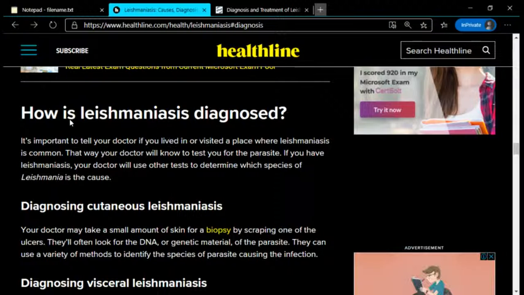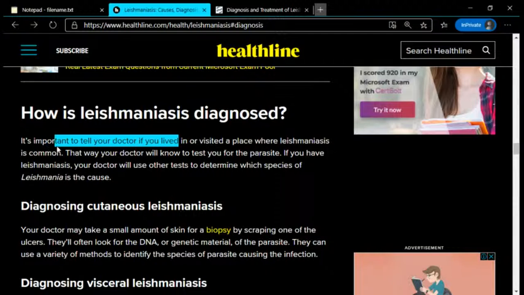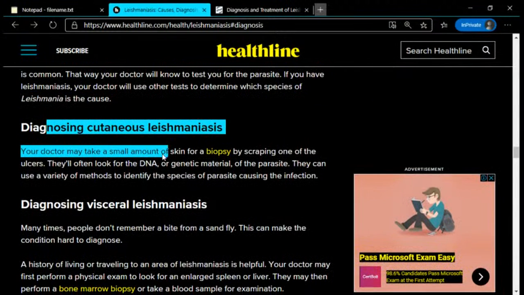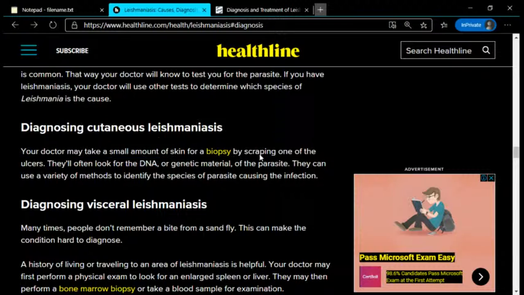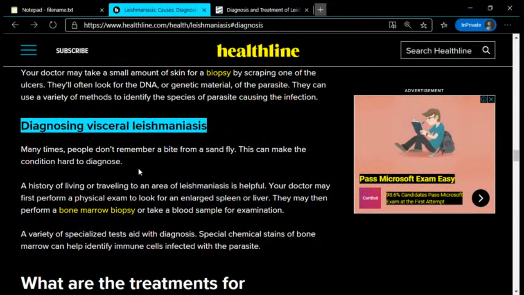And next we have, how is leishmania diagnosed? Probably with a blood sample, cerebrospinal sample. Diagnosis of cutaneous leishmania is by biopsy, scraping one of the ulcers. They will often look for DNA or genetic material of the parasites. They can use a variety of methods to identify the species of parasite causing the infection. Then there is diagnosis of visceral leishmania.